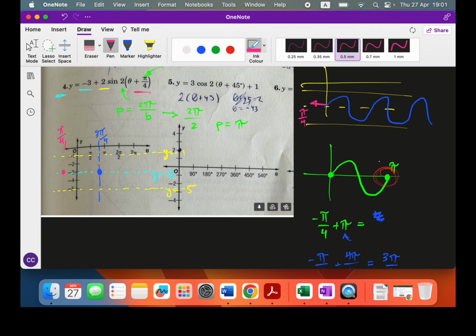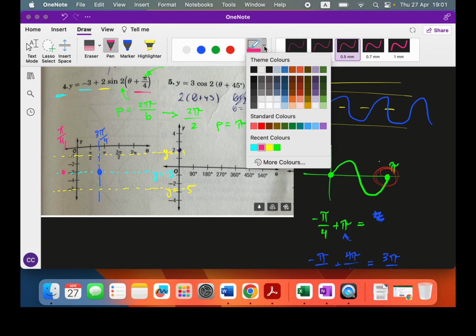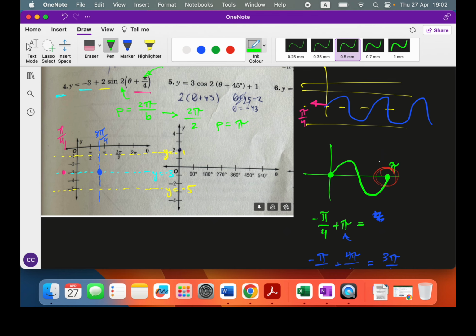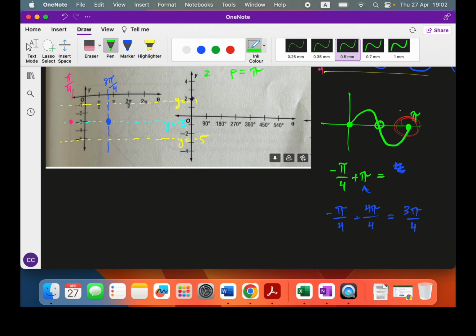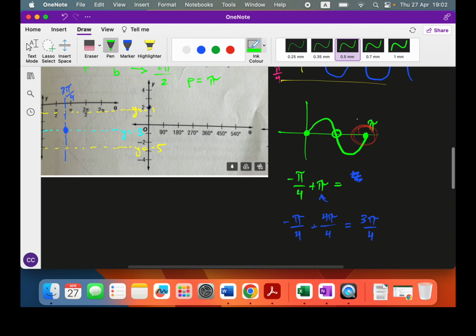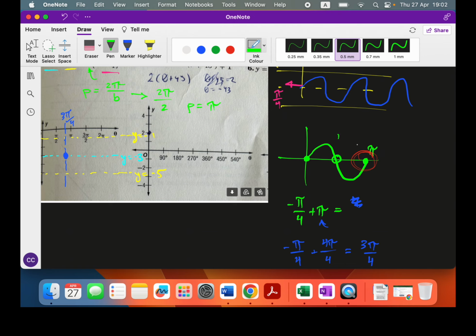So if we look at that, in pi, it's going to do that. So halfway between, my period is pi, and 3 pi over 4 is where I'm going to end up. But at half my period, I'm going to be at pi over 2. So to find this magical point, I'm going to do pi over 2 minus pi over 4.